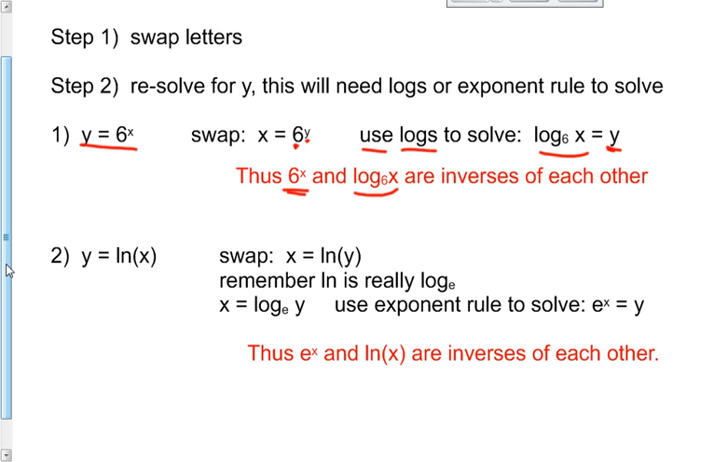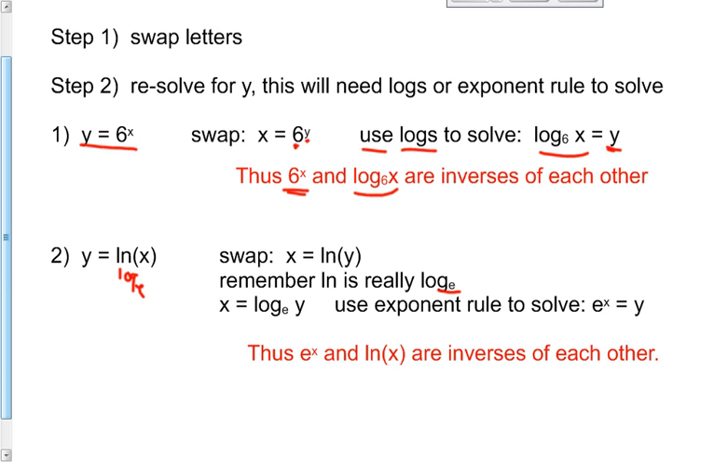Let's try number 2. Y equals natural log x. Now remember, natural log x really means log base e. So the first thing we do is swap our letters. X equals natural log y. Now this one is in log form, so I have to take it out of log form and put it into exponent form. That's why I need to know that natural log is really log base e.